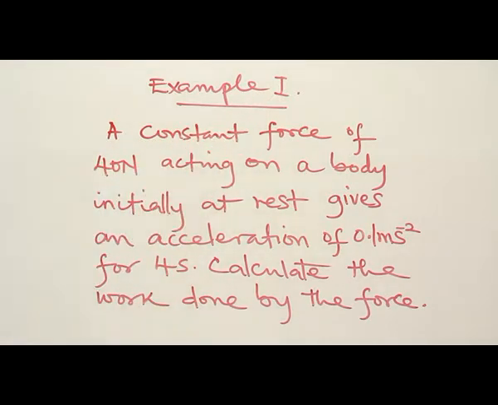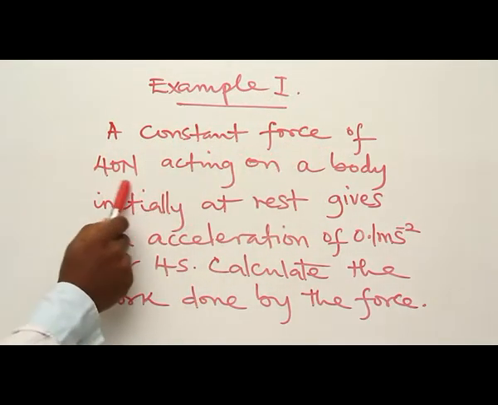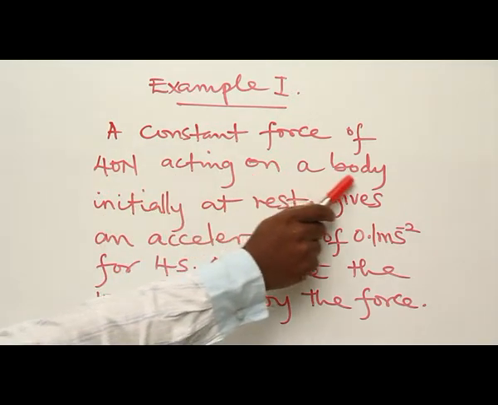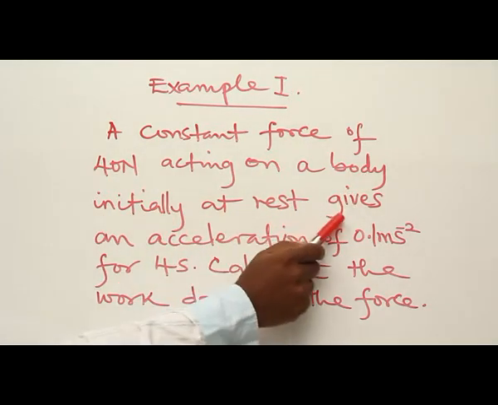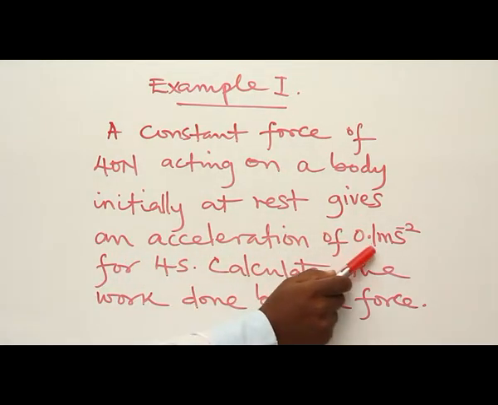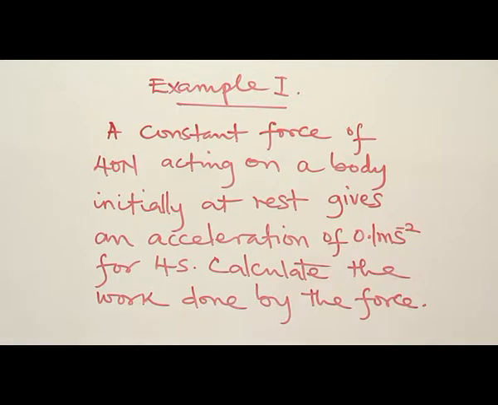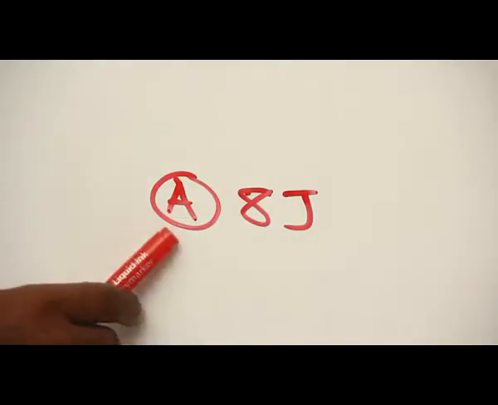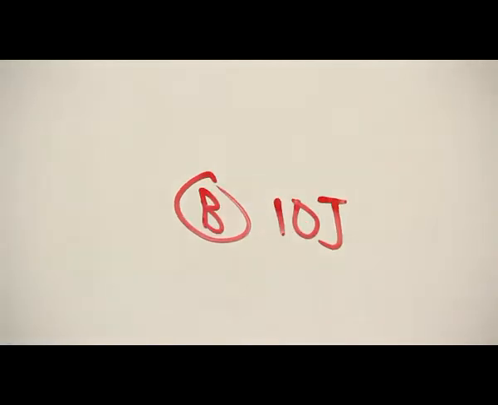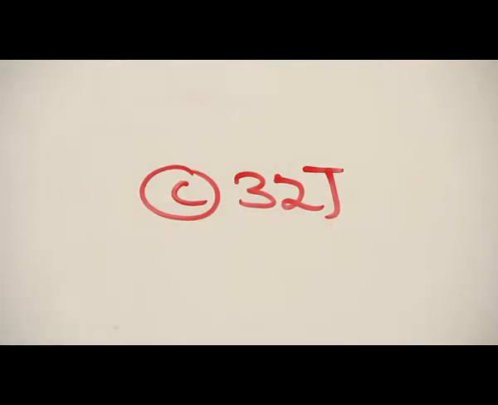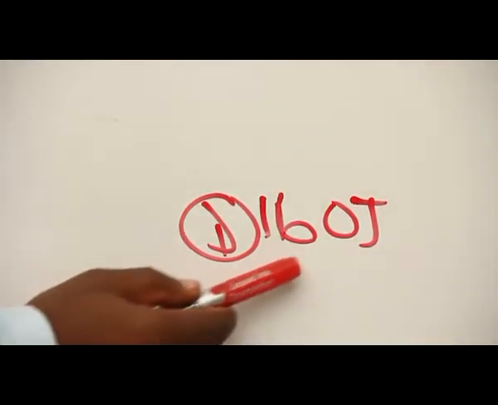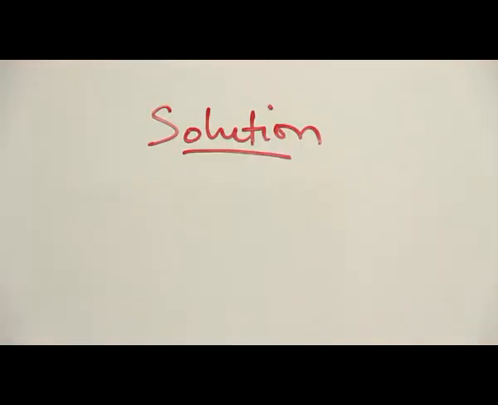Example 1. A constant force of 40 Newton acting on a body initially at rest gives an acceleration of 0.1 meter per second squared for 4 seconds. Calculate the work done by the force. Option A, 8 joules. B, 10 joules. C, 32 joules. And D, 160 joules. The solution is as follows.